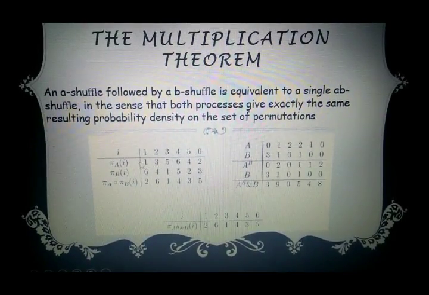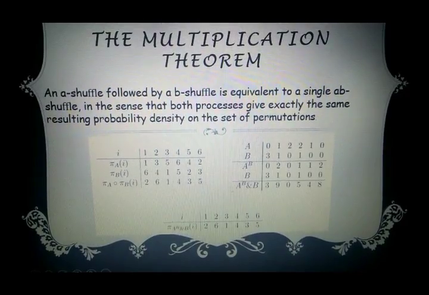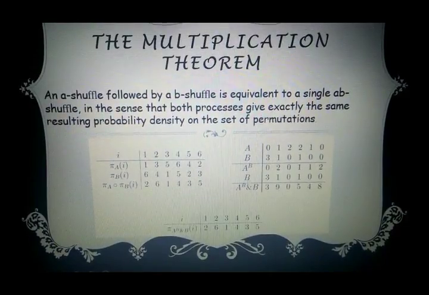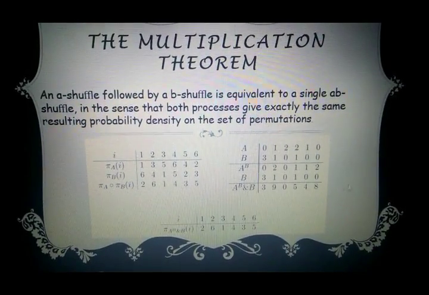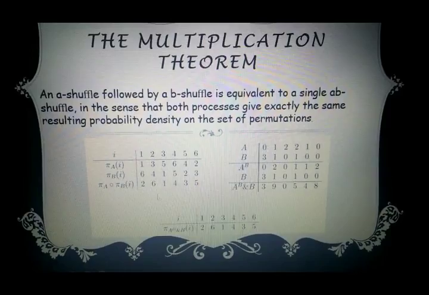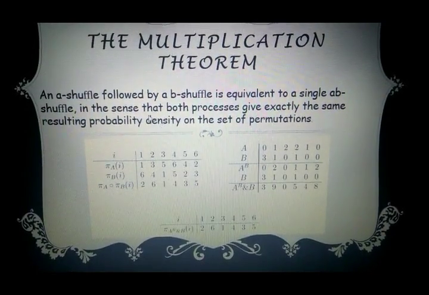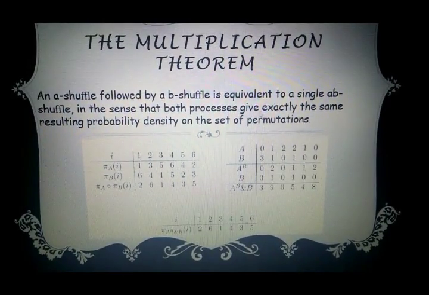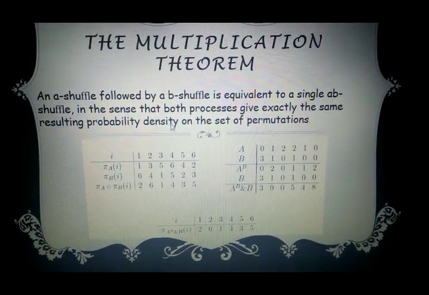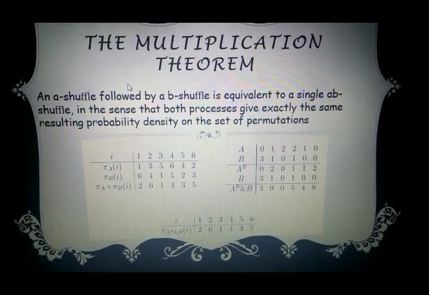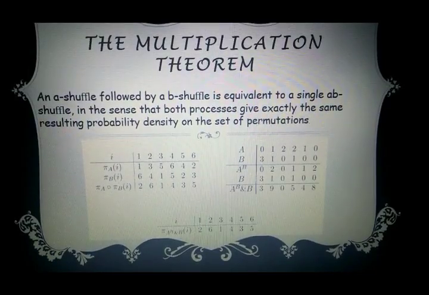So when we convolute these two results, we get a specific result. Suppose we take these two permutations and do bitwise concatenation such that we get a new permutation. When we shuffle the deck of cards according to this permutation, we get a result. When we compare these two results, they're almost the same. So this theorem states that these two processes will give exactly the same resulting probability density on this set of permutations. Hence an A shuffle followed by a B shuffle will be equal to a single AB shuffle.